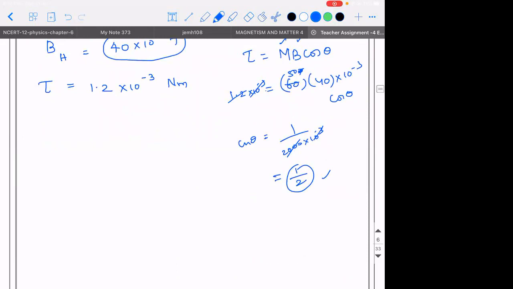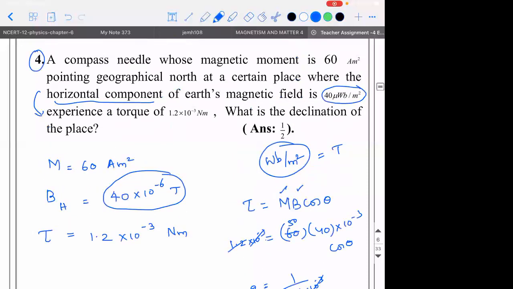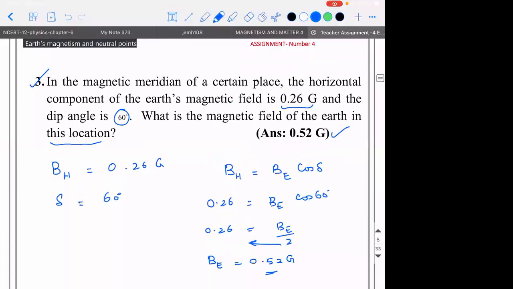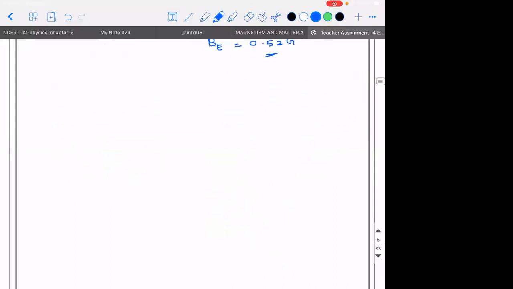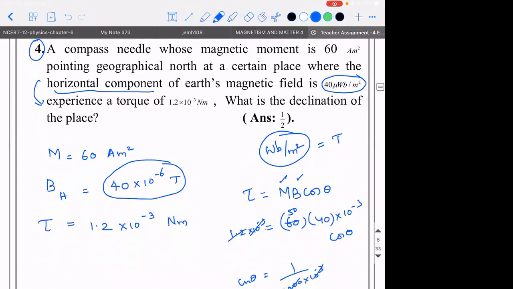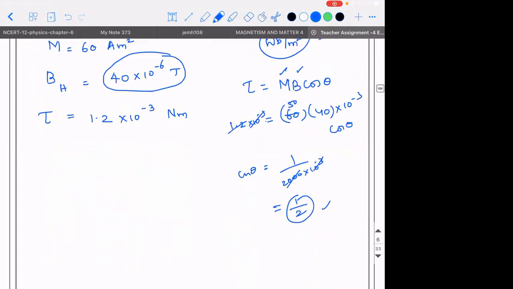Sir, how will we know whether to calculate with the horizontal or vertical component or the total magnetic field, B_E? The question itself will tell you, like how we did in the previous problem. They asked what is the magnetic field of the Earth in this location? The question will be clear about it. Here, it experiences a torque due to the horizontal component. That is why I wrote this formula.